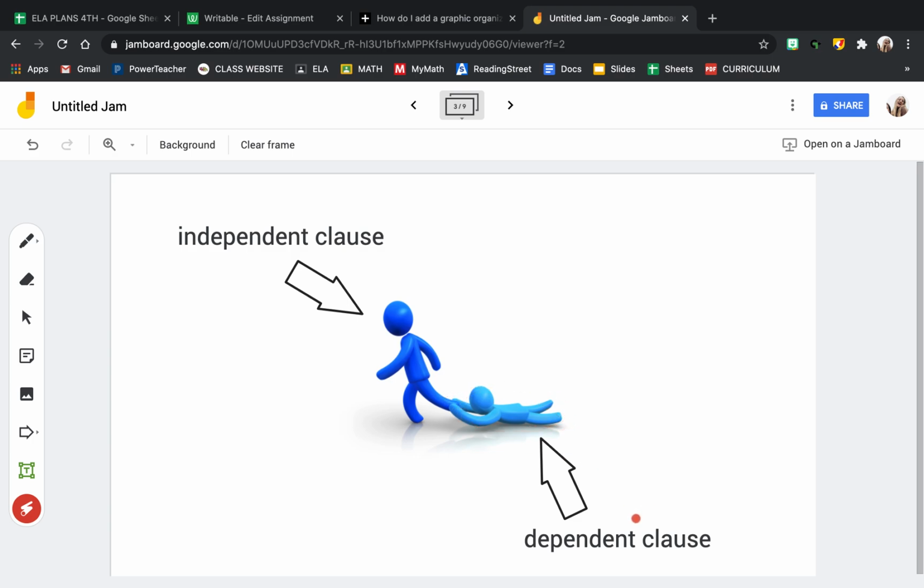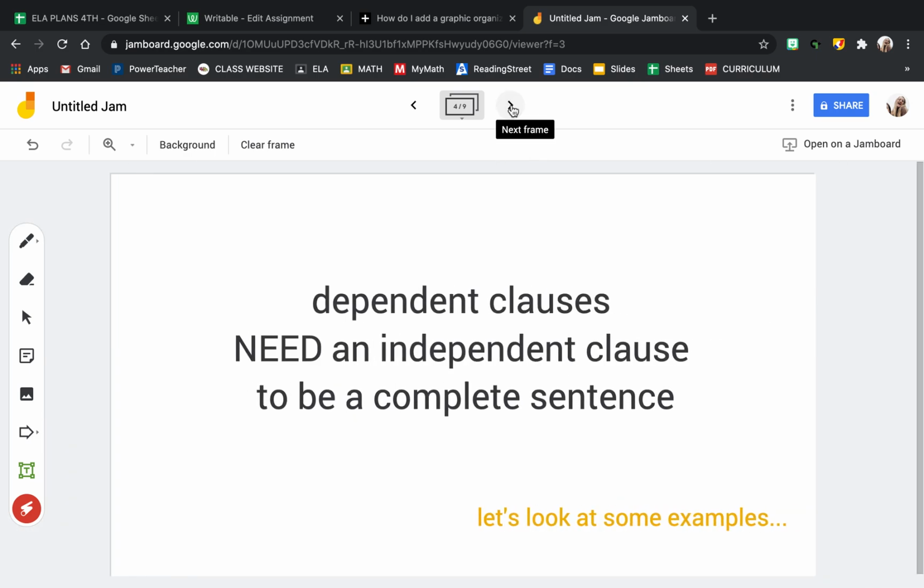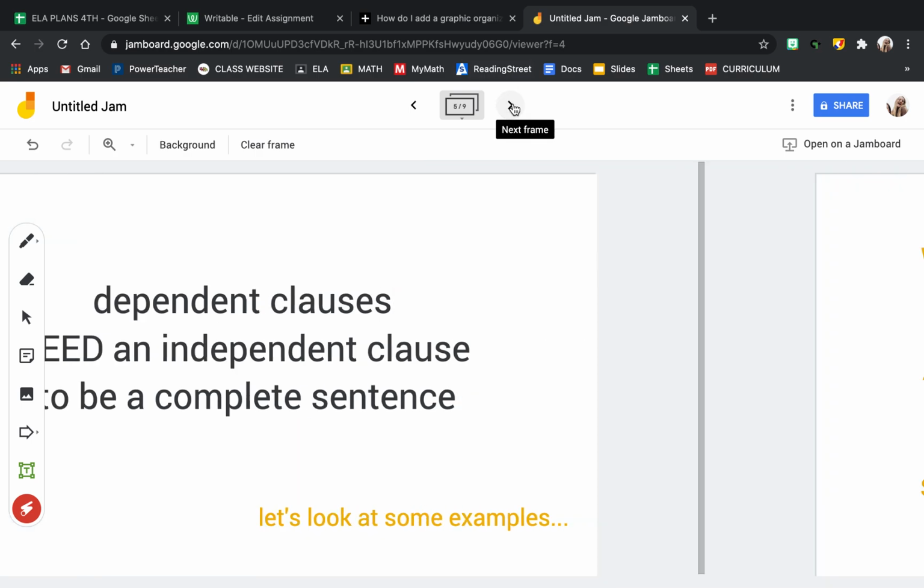But he does have a subject and a predicate because he's a clause. And all clauses have subjects and predicates. That's the clause part. But he cannot walk on his own because he's dependent on the independent clause. Dependent clauses need an independent clause to be a complete thought or a complete sentence. Let's look at some examples of what that might look like.